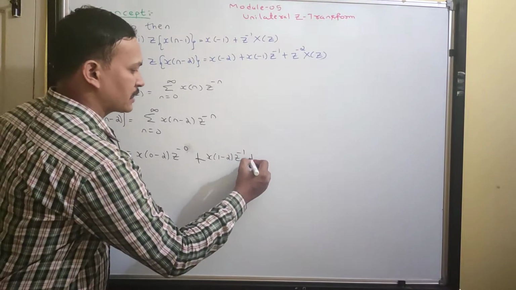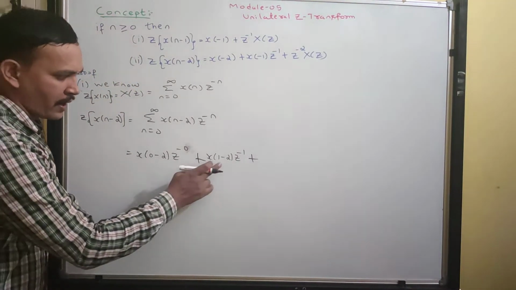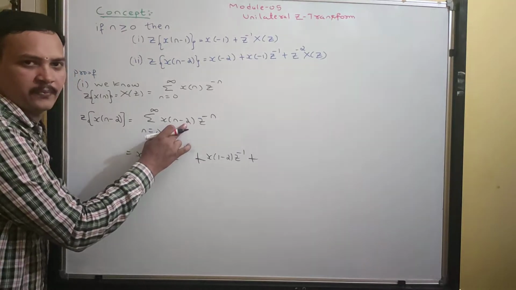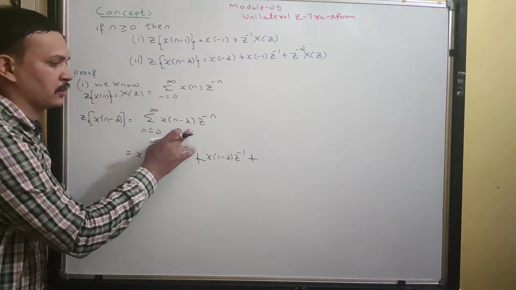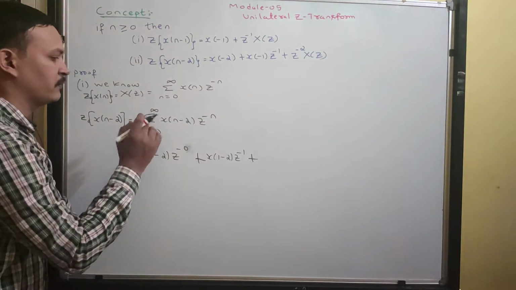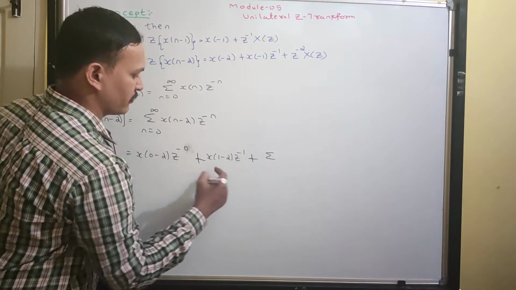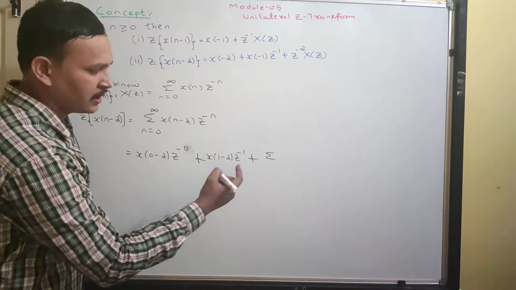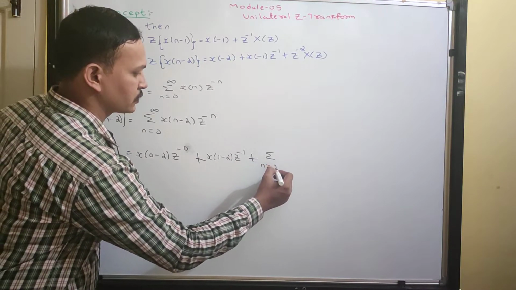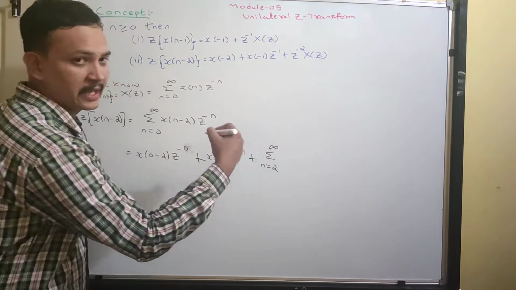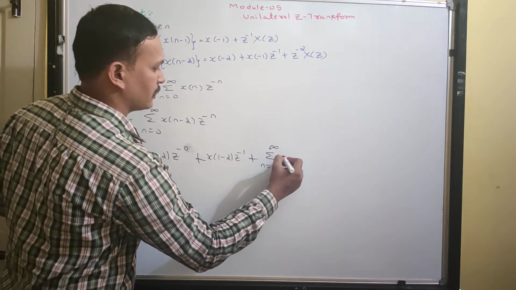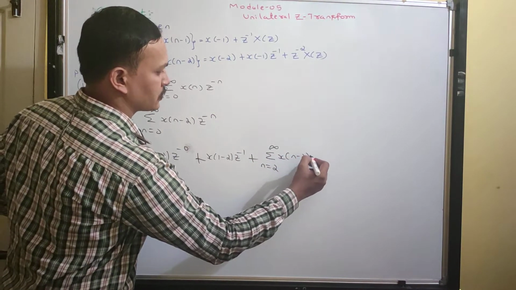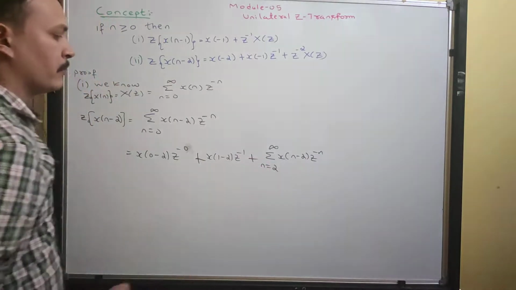Next, 0 is substituted, 1 is substituted. Next is 2. For 2, don't substitute; write the formula. Summation, what is the next limit? N equals 0, n equals 1, the remaining thing is the continuation, n equals from 2 to infinity. I will write the formula directly: x of n minus 2 into z power minus n.